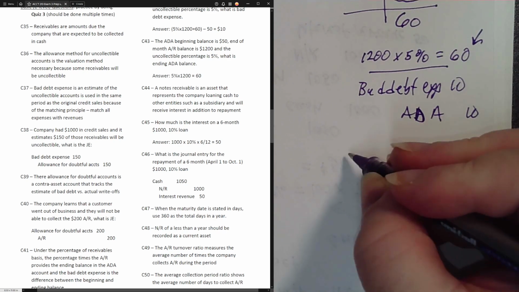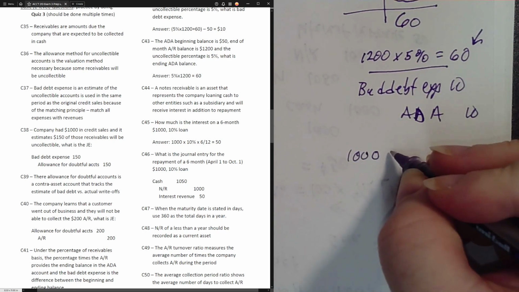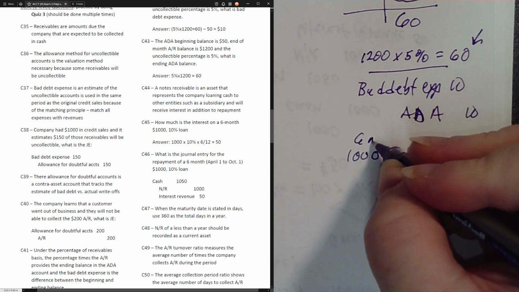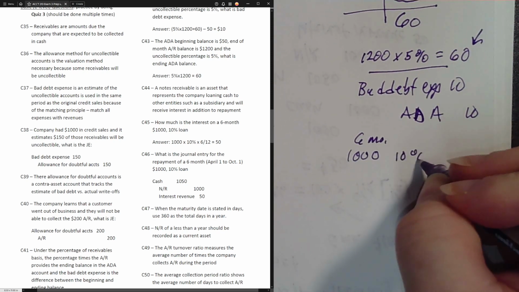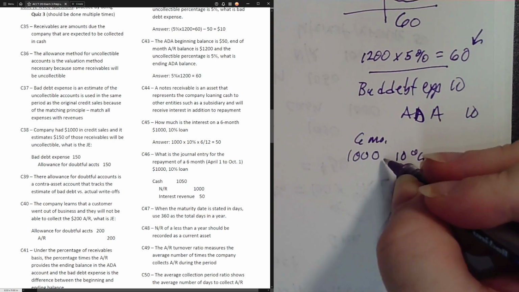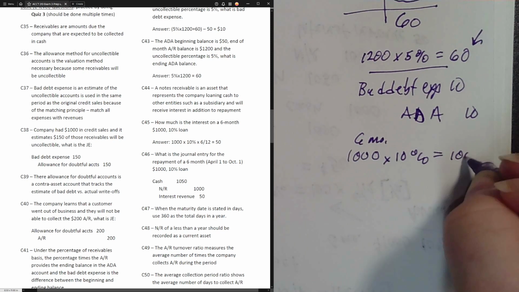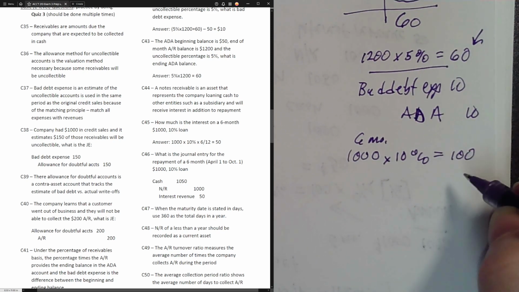So here we've got $1,000, 6-month, $1,000, 10%. So if we multiply 10% times 1,000, that comes out to 100, but that's for a full year. That would be a full year.